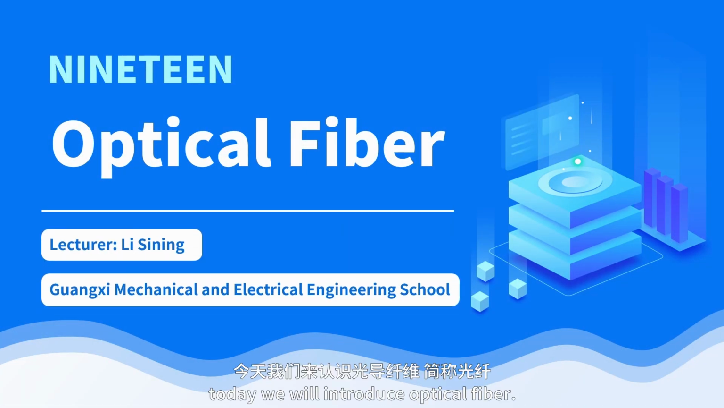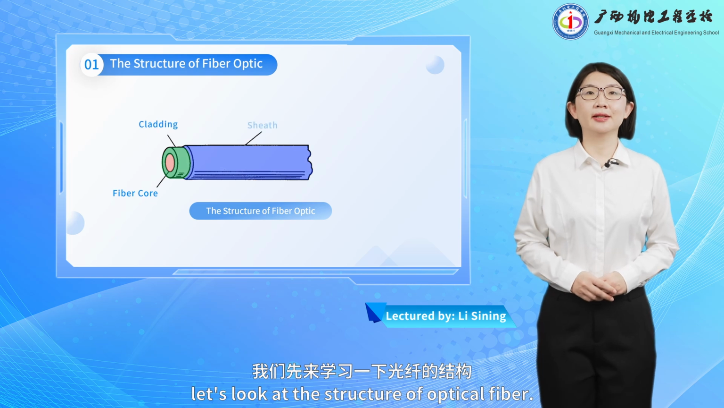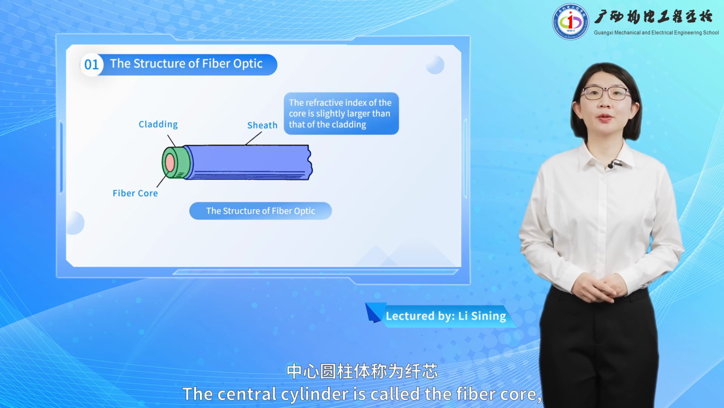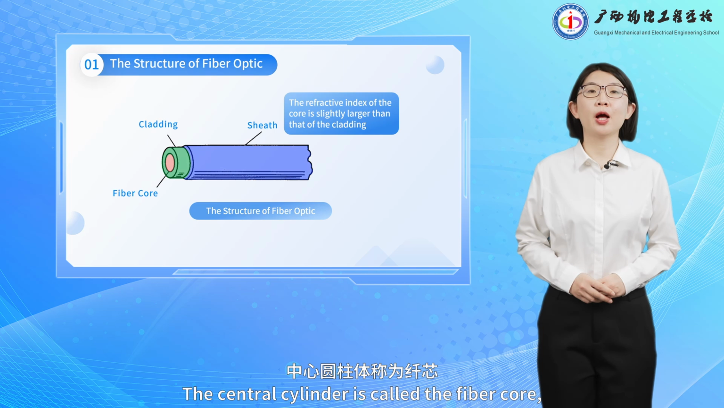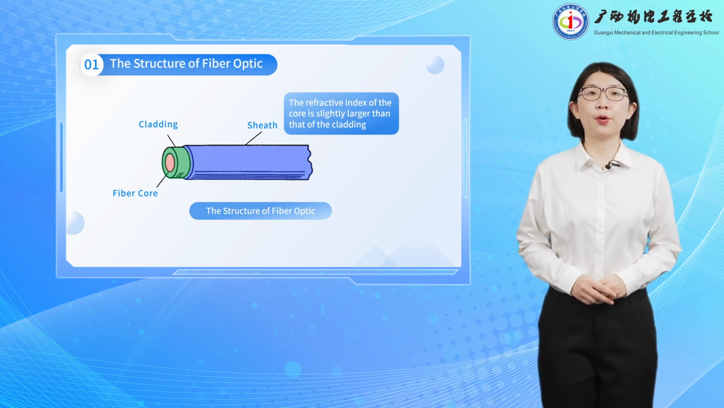Everyone. Today we will introduce optical fiber. First of all, let's look at the structure of optical fiber. The central cylinder is called the fiber core, which is made of some kind of glass or plastic.